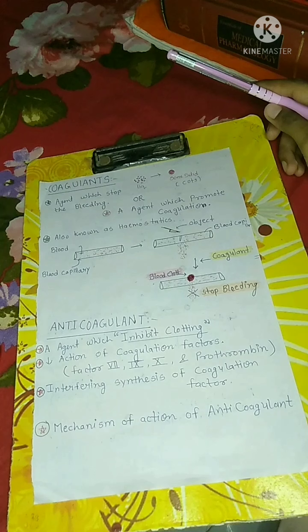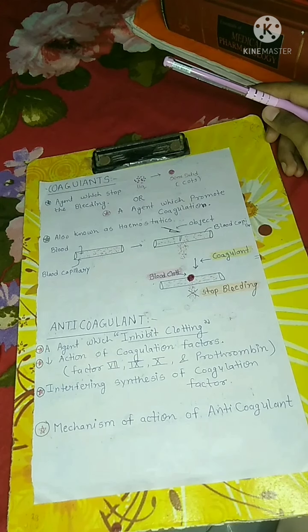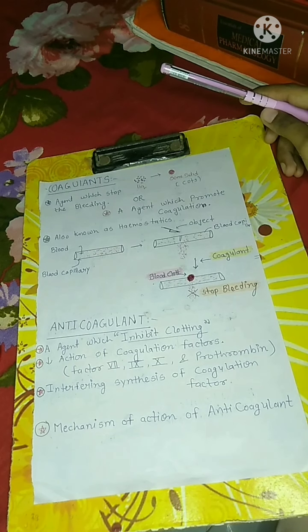Today our topic is coagulants and anticoagulants. So in this topic, we are going to learn the definition of these agents and the mechanism of action of these drugs. So let's start with the definition.